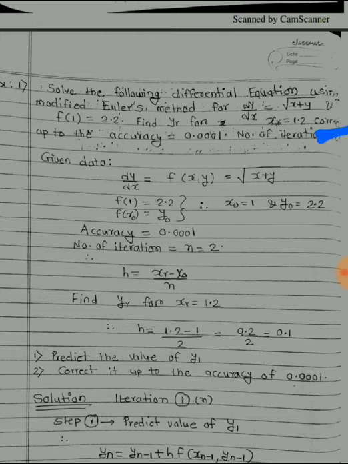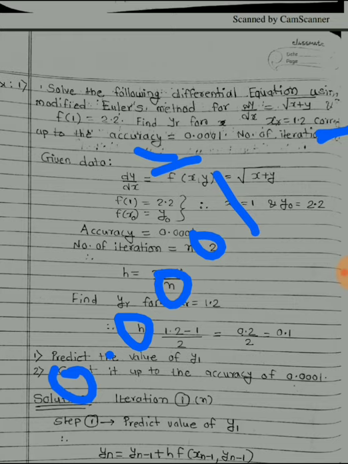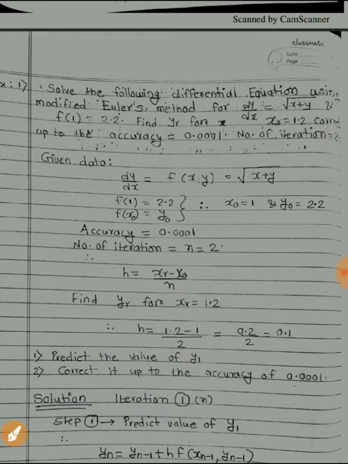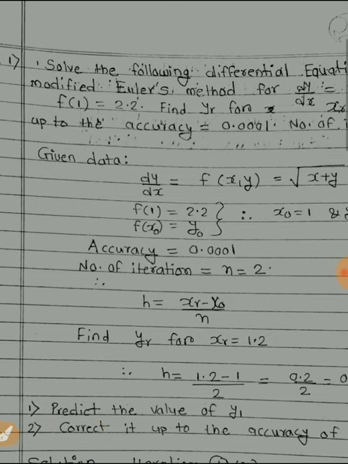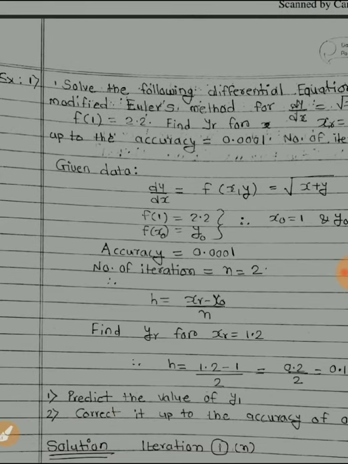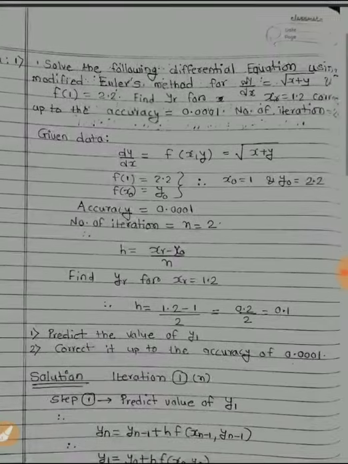Correct up to accuracy 0.0001. This much accuracy is given. See, very high accuracy is given. So number of iterations are also mentioned here, that is I think 2. Number of iteration is also mentioned, that is 2, that we are going to calculate once again also.